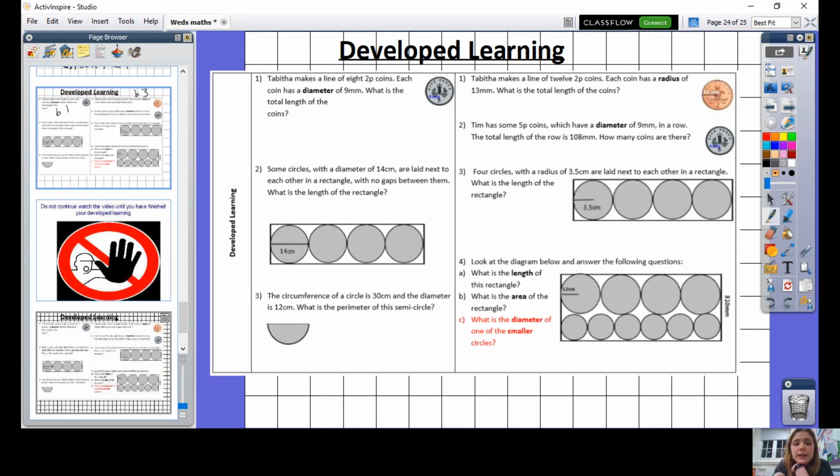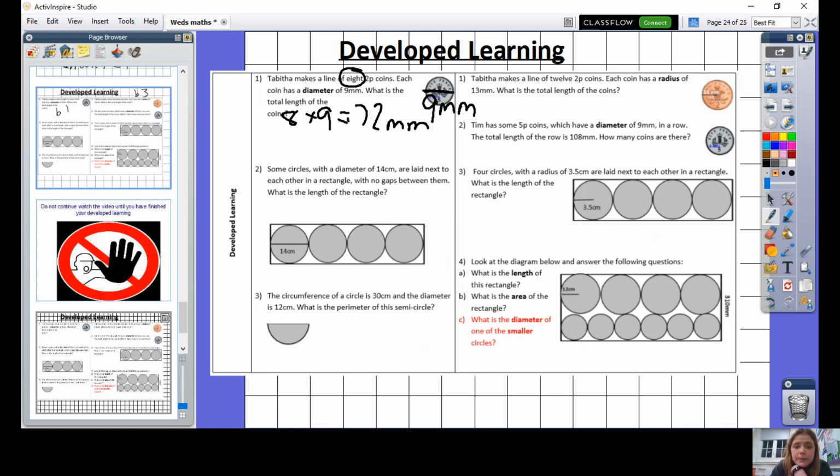Okay, Tabitha makes a line of 8 2p coins. Each coin has a diameter of 9 millimetres. That means the whole coin is 9 millimetres. If there's 8 of them in a row, that's 8 times 9, which is equal to 72 millimetres.